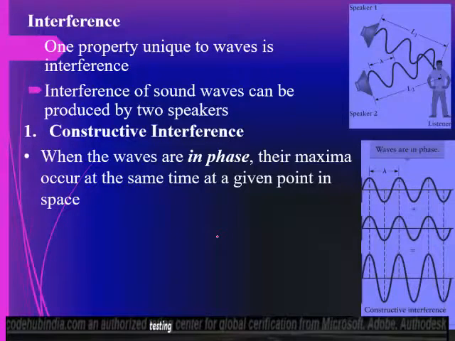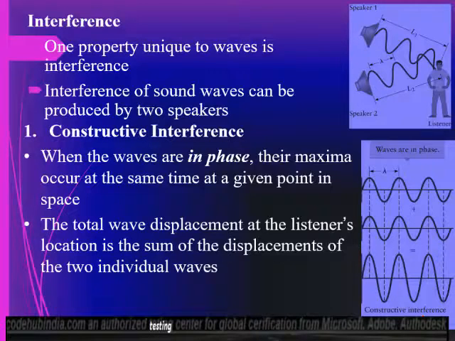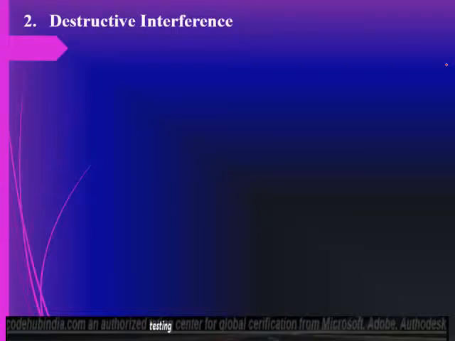This is the constructive. Three consecutive waves have equal wavelength. Look at the lambda, and they are in every phase angle. This is the time, or pi, and y is the amplitude. So all three waves are in the same phase, and it is called constructive interference. So the total wave displacement at the listener location is the sum of the displacements of the two waves. What is this amplitude plus this amplitude? So if two waves are in phase, the sum of their displacements is clear.